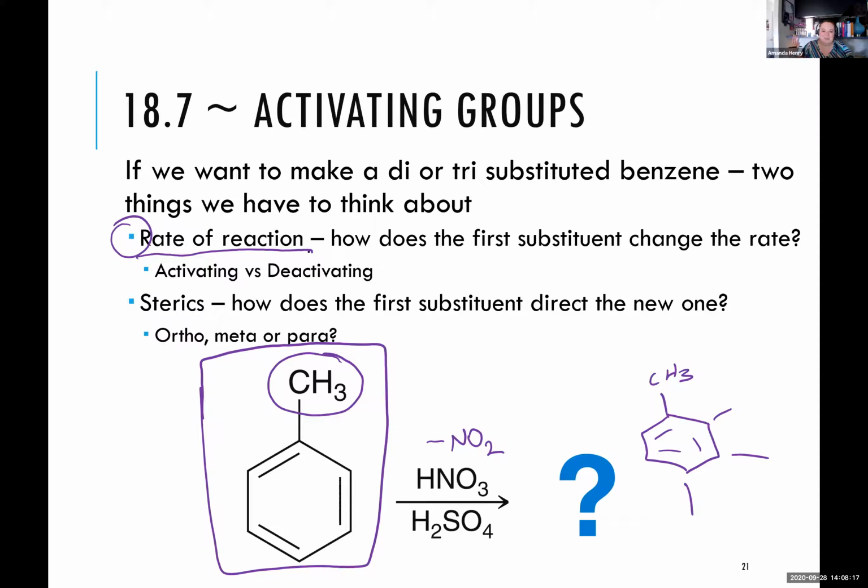And unsubstituted benzene would definitely be a better way to say that. If it's going faster than benzene, we say that the substituent is activating the ring. So this is faster than just a regular benzene. And if the substituent is making the reaction go slower, then we say that it is a deactivating substituent.